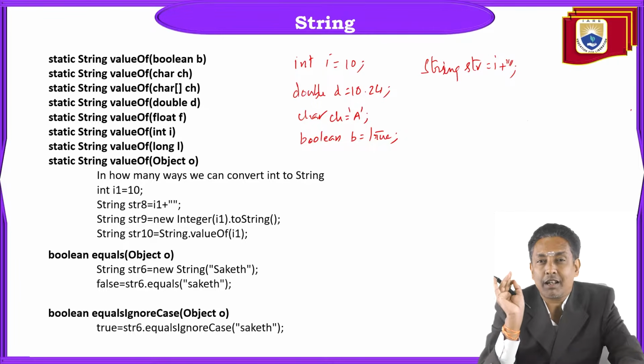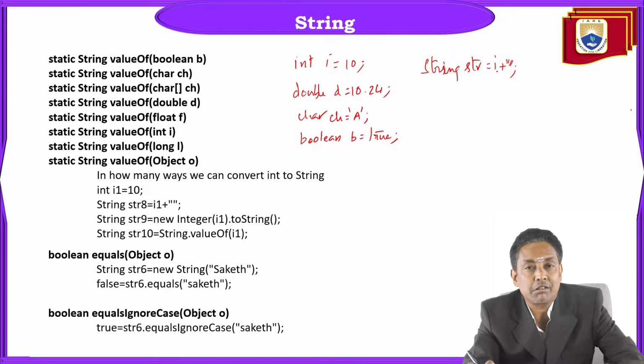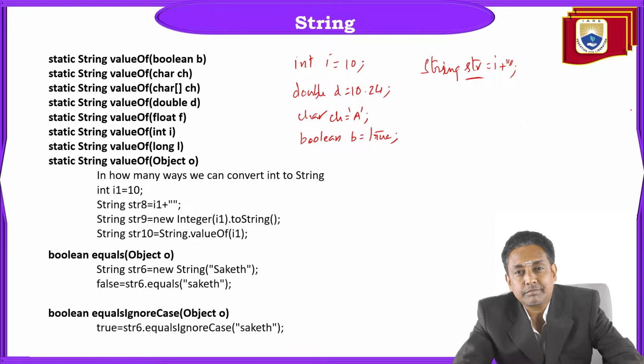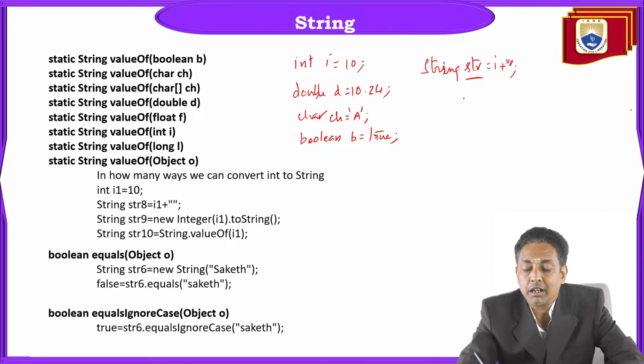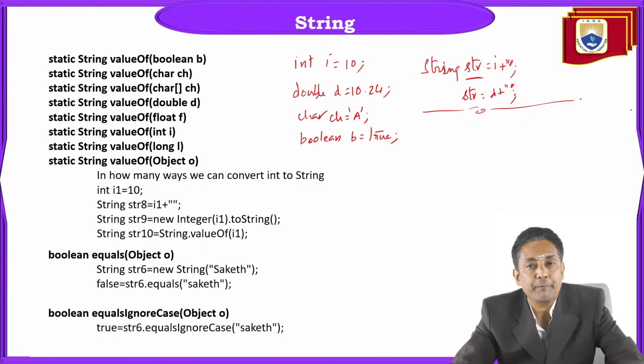variable. If you concatenate an empty string, plus is a concatenation operator, double quotation is an empty string. If you concatenate an empty string to any primitive member, that immediately becomes a string. Same thing you can do for double also. str is equal to d, 10.24 plus empty double quotation. Finish. Double converted into string. So this is the shortest way, including for the character and boolean also. This is one way of converting a primitive member to string.